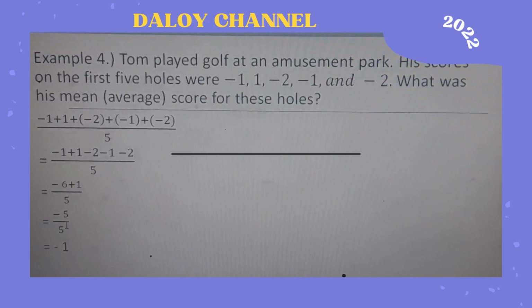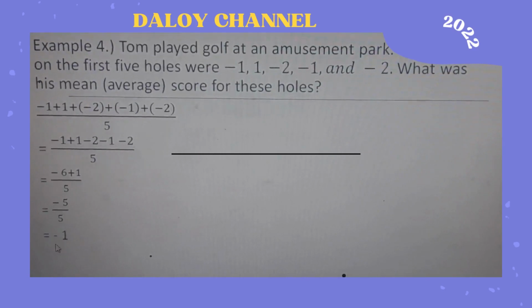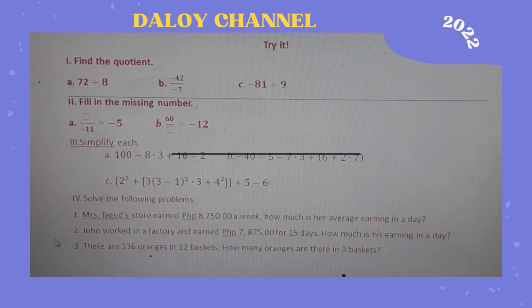Then the denominator, or the number of holes, is 5 also. So our final answer is negative 1. To answer the question, the mean average score of these holes is negative 1. Clearly, we were able to simplify it step by step to end up with the result. Okay?